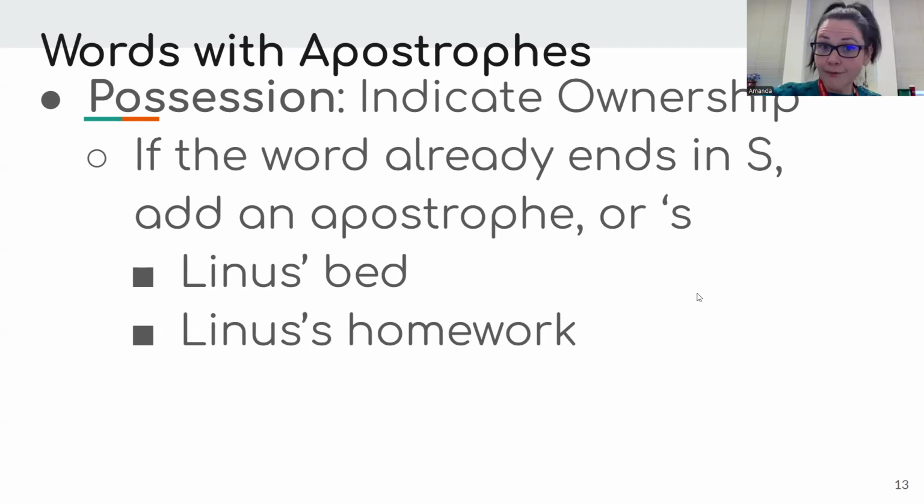So if a word already ends with S, you can add an apostrophe or you can add an apostrophe S. So let's look. We have Linus. His name ends with S. So we can add just an apostrophe to it. Linus' bed. Or we can still add an apostrophe S. Linus's homework. It's the same pronunciation, okay? Linus' bed, Linus's homework. Still singular. There's only one Linus.